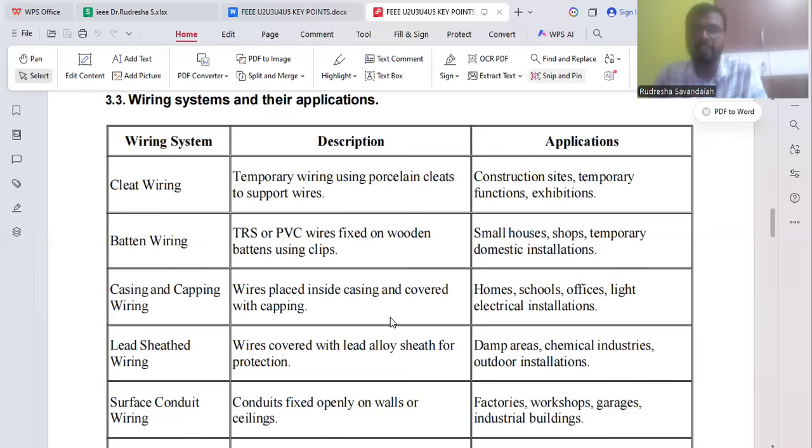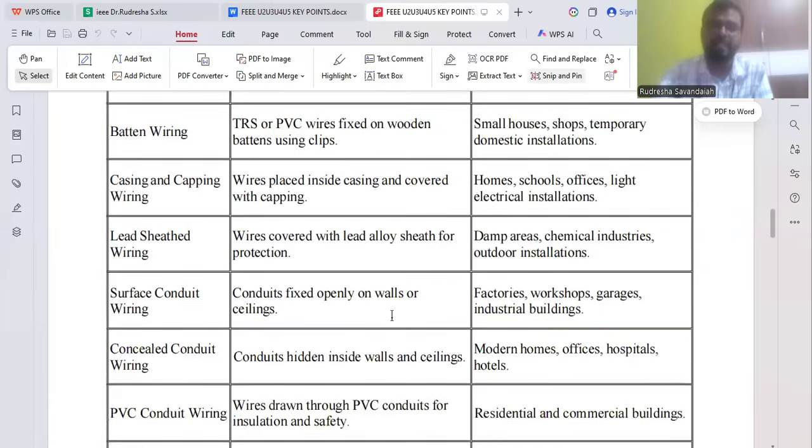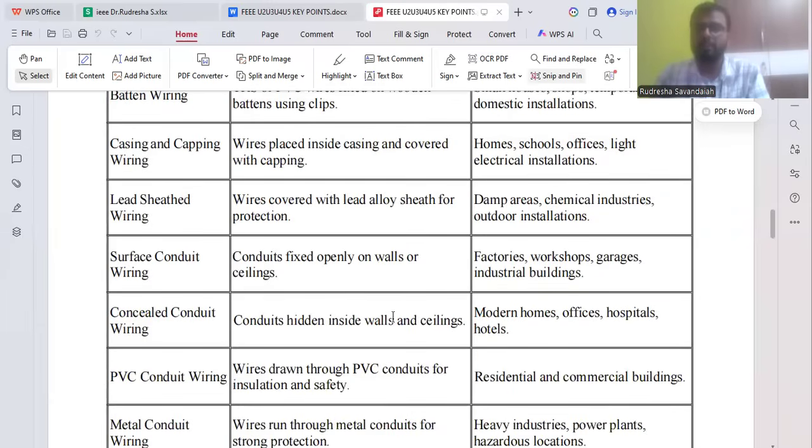Casing and capping wiring: wires placed inside the casing and covered with the capping, used in homes, schools, offices, light electrical installations. Lead sheathed wiring: wire covered with lead alloy sheath for protection, used in damp areas, chemical industries, and outdoor installations. Surface conduit: fixed openly on walls or ceilings, used in factories, workshops, garages, industrial buildings. Concealed conduit wiring: conduit hidden inside the wall and ceiling, used in modern homes, offices, hospitals, hostels.